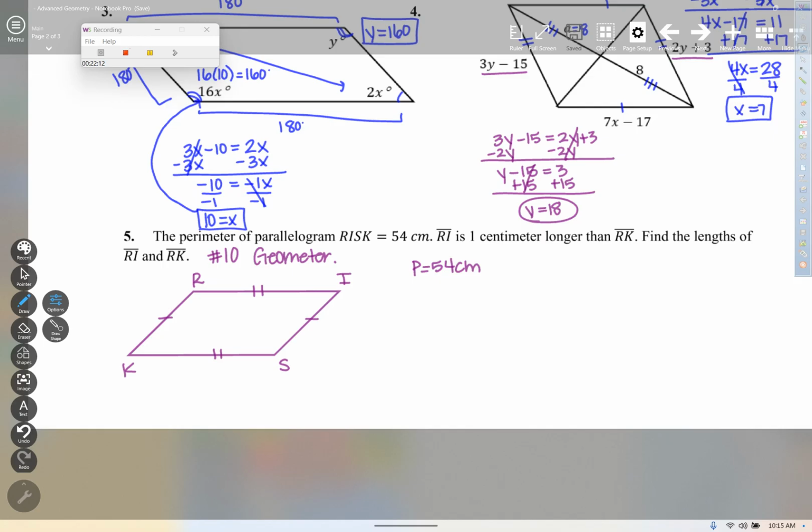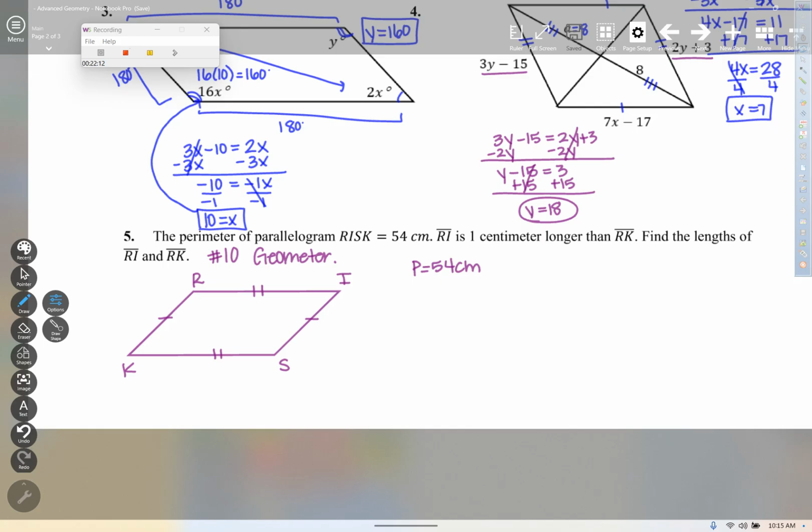So we don't know how big RK is. We're like, I don't know. Well, if you don't know, you just represent it with a variable. So RK is x, which then means IS is x because they are the same. And if RI is 1 centimeter longer, are we going to subtract or are we going to add 1 to x? We would add 1, right? So then it would be x plus 1, which then means that KS is x plus 1.